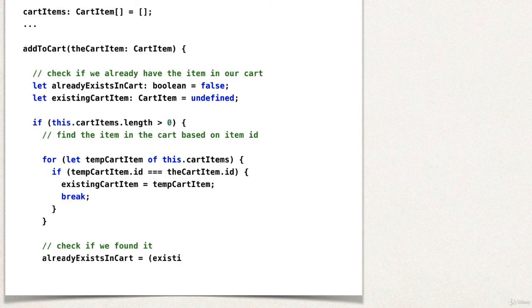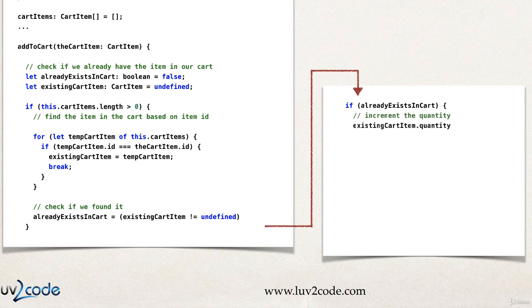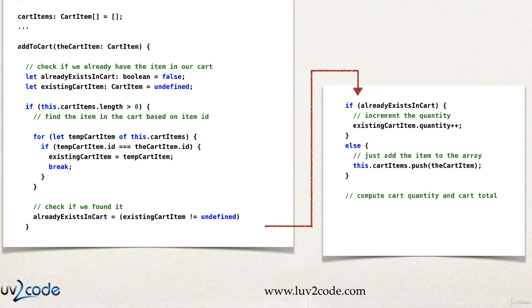Then we check to see if we found it. So we check to see if the existing cart item is not equal to undefined. If not, we assign it true or false. And we'll use this flag in some of the code coming up. And here is the next segment of code. So if it already exists in cart, we simply increment the quantity. Else, we simply add the item to the array. So we say this.cartItems.push the cart item. That adds it to the array. And then finally here we compute the cart quantity and the cart total. So we call this method this.computeCartTotals. And we'll actually write the code for this one on the next slide.